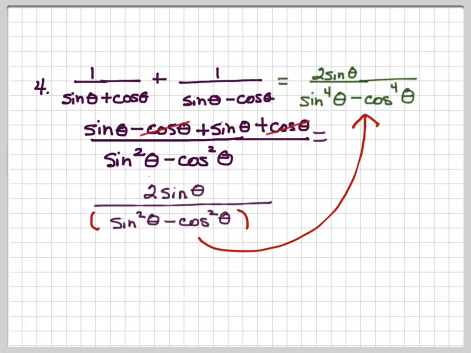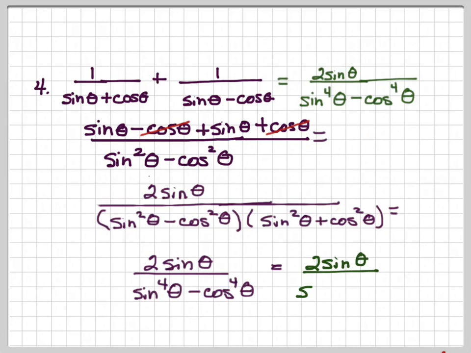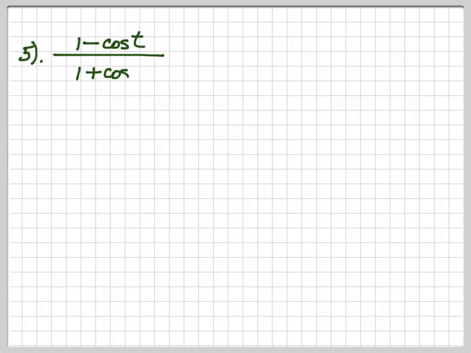And how can I do that? Well, the way we can do that is when we multiply sine squared theta plus cosine squared theta, remember that's equal to 1. And I can multiply anything times 1. So if I multiply my denominator by 1, really it's sine squared theta plus cosine squared theta. So this gives me 2 sine theta over sine to the 4th theta minus cosine to the 4th theta. And I have what I'm looking for. Yay! Okay, the next one.